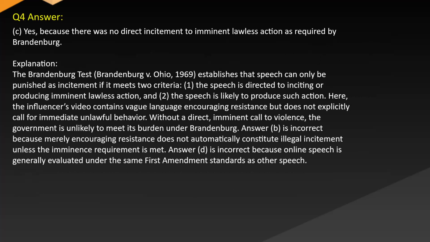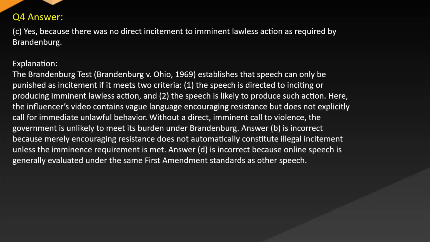Answer: C. Yes, because there was no direct incitement to imminent lawless action as required by Brandenburg. Explanation: the Brandenburg test, Brandenburg v. Ohio, 1969, establishes that speech can only be punished as incitement if it meets two criteria. 1. The speech is directed to inciting or producing imminent lawless action, and 2. The speech is likely to produce such action. Here, the influencer's video contains language encouraging resistance but does not explicitly call for immediate unlawful behavior or make a direct, imminent call to violence. The government is unlikely to meet its burden under Brandenburg.